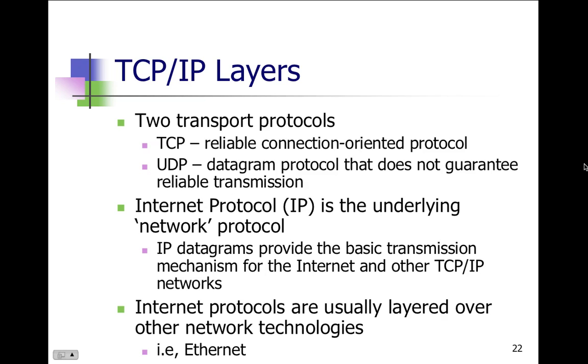So here we have, and you guys probably know this already, so I'll flip through this here, 2 transport protocols, TCP and UDP. TCP is the reliable connection-oriented protocol. UDP is the datagram protocol that does not guarantee reliable transmission. There's no error checking, no status messages, and no log either. IP is the underlying network protocol. IP datagrams provide the basic transmission mechanism for the internet over TCP networks.